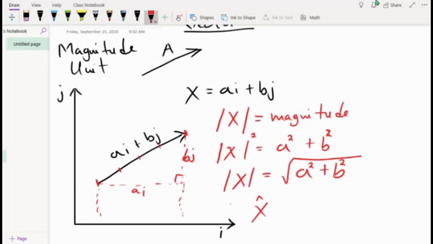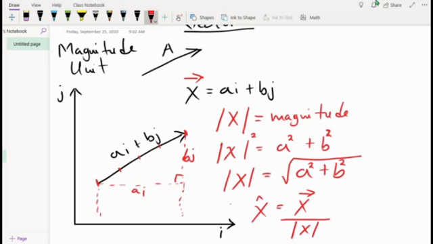To get a unit vector for vector x, I will need to divide the vector itself, vector x, by the magnitude of the vector. Remember, the vector is indicated with an arrowhead. This is the formula for unit vector: the vector itself is divided by the magnitude of the vector. That will give us the unit vector.